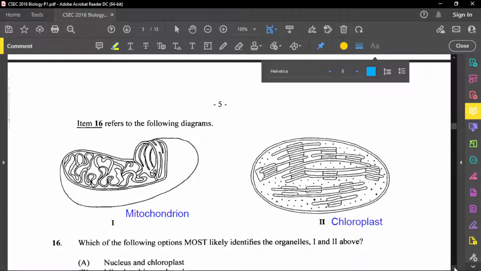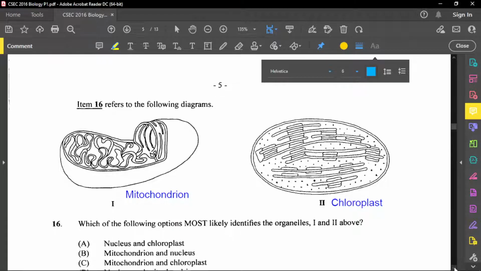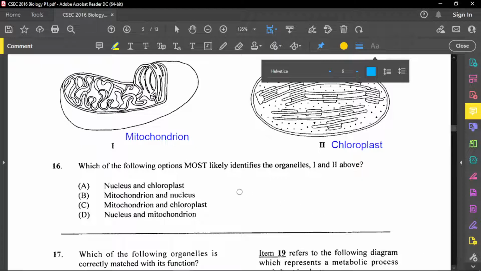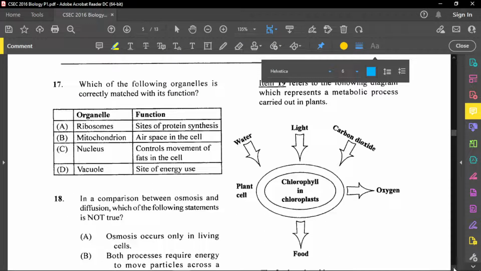All right, question number 16 now. We're kind of running through real quick, and I really want to get this to you fast. Now, question number 16 refers to the following diagrams, and of course, I labeled them for you again to make life easier. So, which of the following options most likely identifies the organelles in 1 and 2 above? And so, 1 is a mitochondria, if you notice the design and the shape, and 2 is a chloroplast. So, right here is option C for number 16. All right, there's no discussion with that one. That one is straightforward.